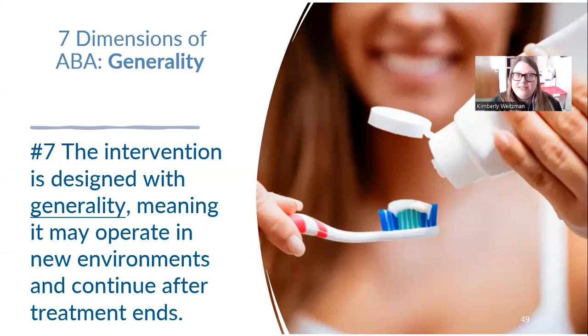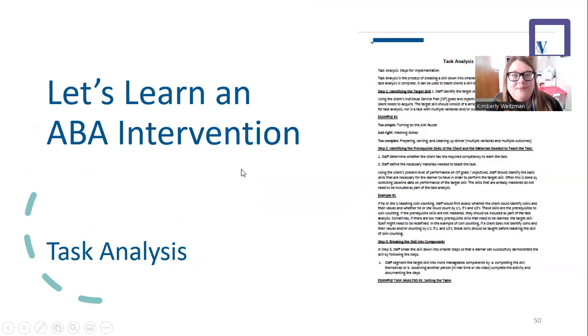And then the last one is that the interventions within ABA need to have the concept of generality, which means that they may do the same skill in different settings. Even after treatment is over, they may continue, for example, because they learned how to brush their teeth at their residential program. When they go home to visit their parents, maybe they're still brushing their teeth in that setting. They may also brush their teeth whenever they're at day program. Whatever setting they're in, they're able to apply that concept of generality in different settings, in different situations.